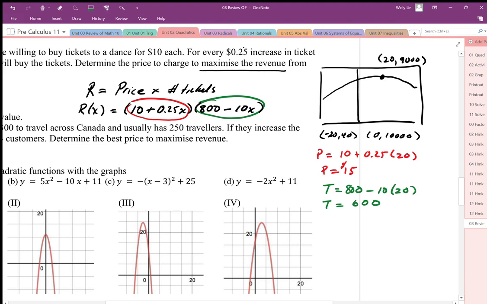So to set this up, first of all, we have our equation. Then I need to write my expression for price in terms of some quantity x, and we'll use x times 0.25 to indicate the increases of 25 cents. And then we have to have an expression for tickets, so 800 minus 10x, so that we're going down by groups of 10, and that's why I get 10x here.